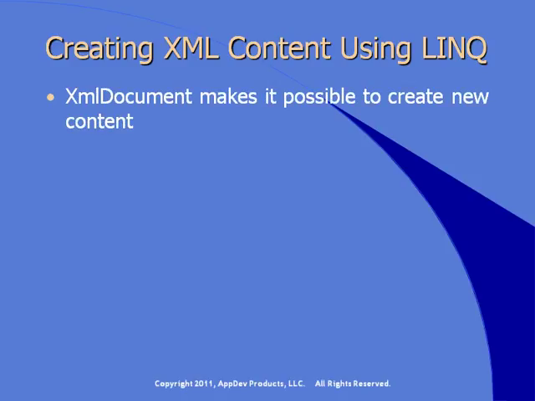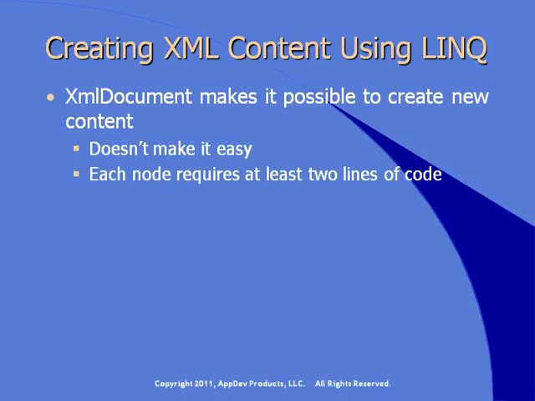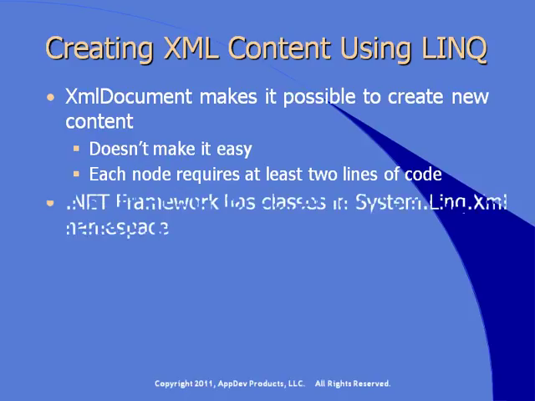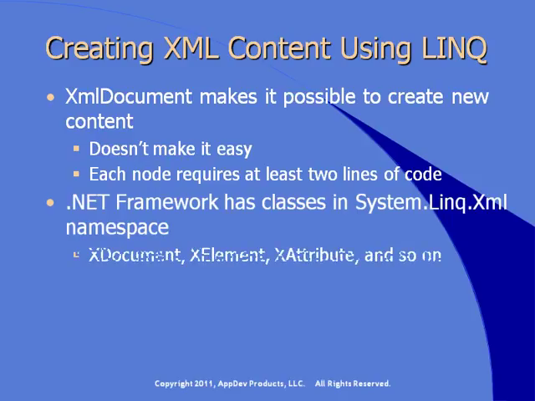As you've seen, the XML document class makes it possible to create new content, but it doesn't make it easy. Each node requires at least 2 logical lines of code. You have to create the new element and then append it as a child of some parent node. As I mentioned, the .NET Framework adds a set of classes in the System.Xml.Linq namespace, like XDocument, XElement, XAttribute, XComment, and so on, that makes all of this a lot easier.